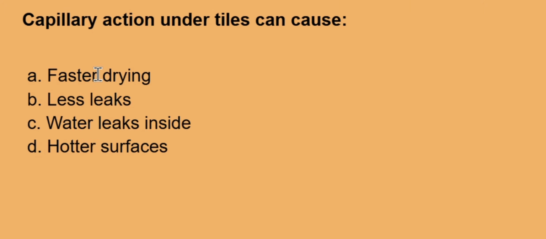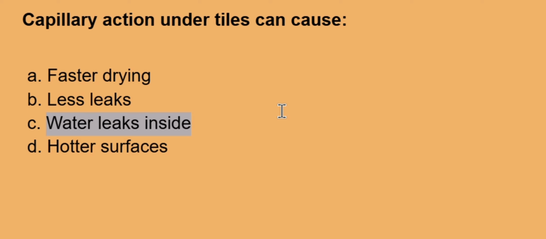Okay, question, capillary action under tiles, so roof tiles, can cause A, faster drying, B, less leaks, C, water leaks inside, or D, hotter surfaces. The correct answer is C, water leaks inside.